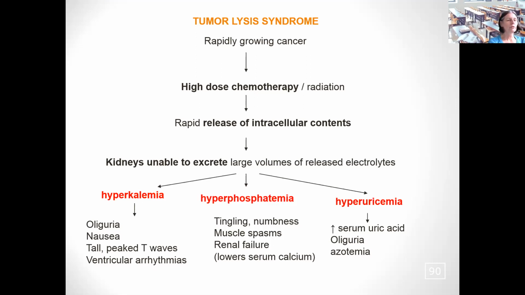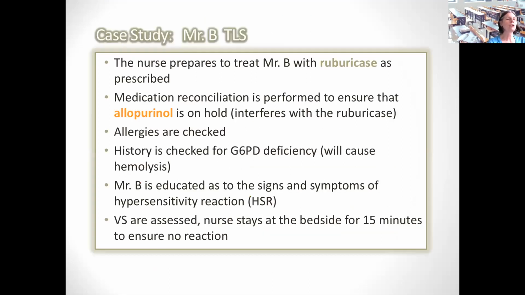Okay. So the symptoms of the three big electrolyte imbalances are listed on this slide. So that can help you learn this. I just like the pictorial mechanism. So here's your nurse. We've decided to treat this gentleman with rasburicase. I'm going to get it right eventually. And we're going to do a medication reconciliation to make sure we hold or stop his allopurinol, because they affect each other. They interact with each other.